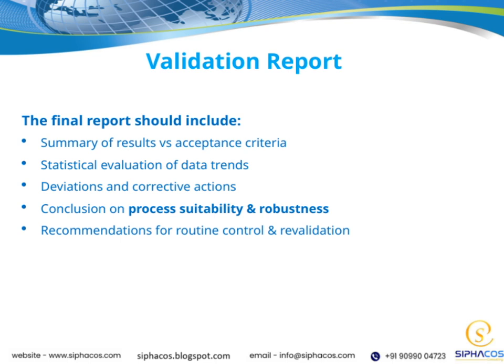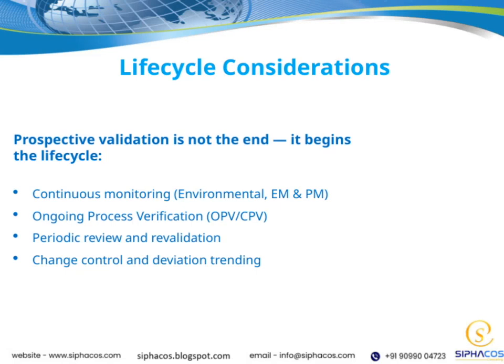Prospective validation is really just the beginning of the life cycle. Once you've established that initial validation, the real work starts. It's about continuous monitoring, keeping an eye on environmental conditions, equipment, and process parameters to ensure everything remains in control. We also need ongoing process verification, like OPV and CPV, to make sure that the process continues to perform as intended over time. This isn't a one-and-done deal.